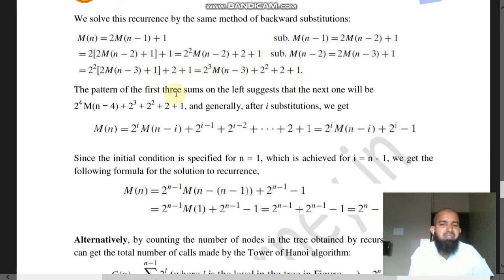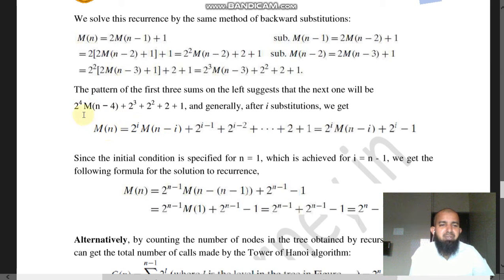The pattern of the first three sums on the left suggests what the next one will be. So this continues. Then M of n minus 4 is equal to 2 to the power of 4 M of n minus 4 plus 2 cube plus 2 square plus 2 plus 1. In general, after i substitutions, we get M of n equal to 2 to the power of i M of n minus i, where i may be 5, 6, whatever it may be.